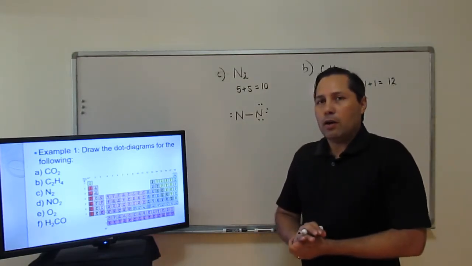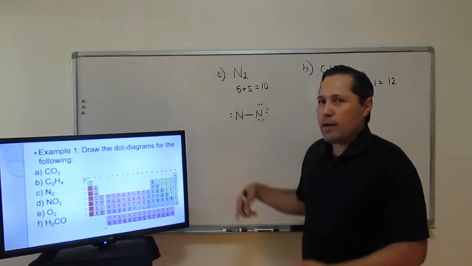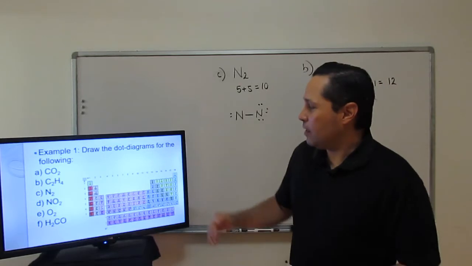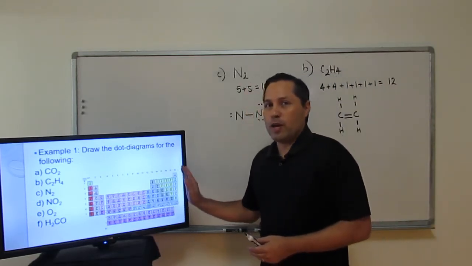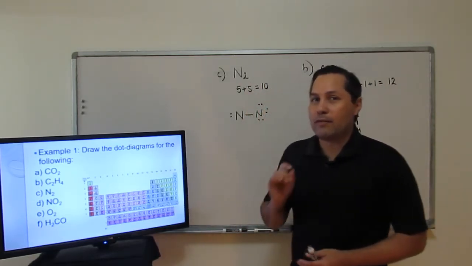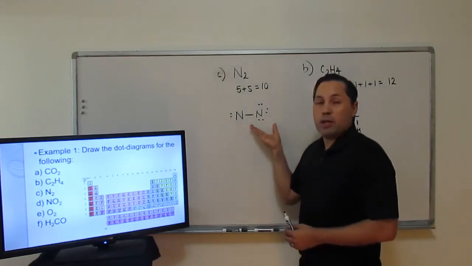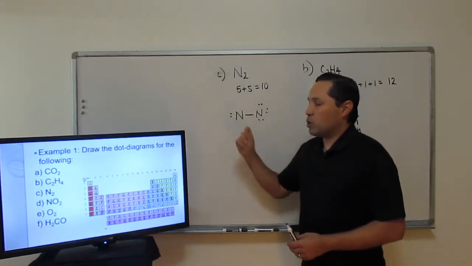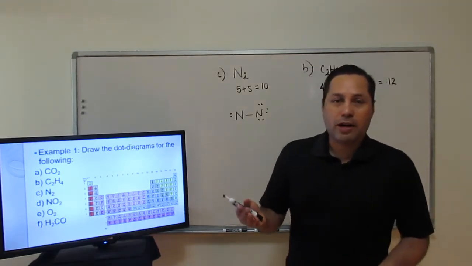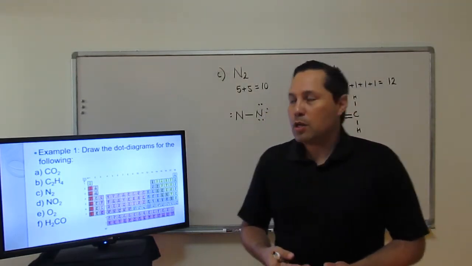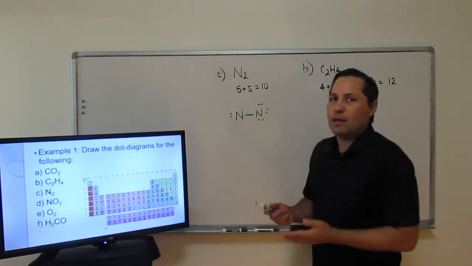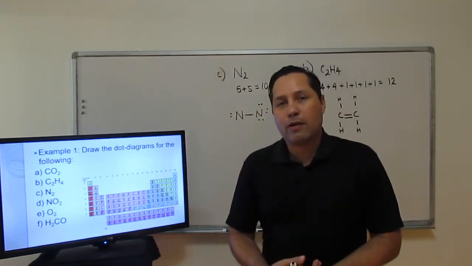Great. Now, did I get my drawing right? No. Nitrogen is in column 15, and again, elements in column 14 and to the right follow the octet rule. That means that they must have 8 electrons. This nitrogen here on the right does have 8 electrons, 2, 2, 2, 2, but the nitrogen on the left does not have 8. It only has 4 electrons. So could I just draw more electrons? No, I can only draw 10. That's it.